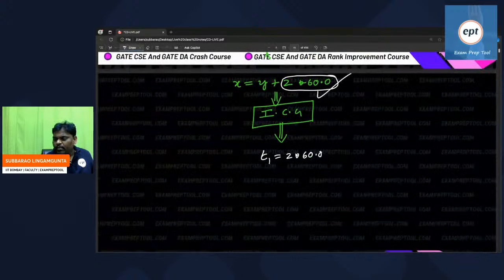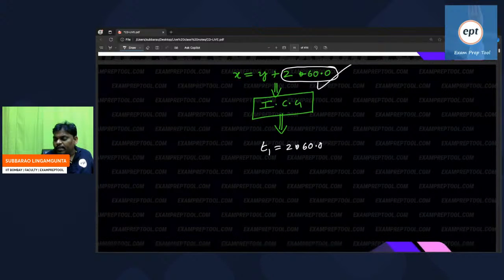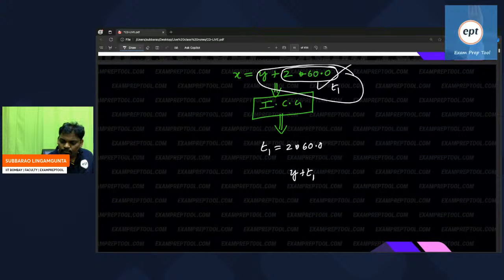Multiplication and addition: multiplication has the highest priority, so this will be done in one temporary variable. That is the reason it is called intermediate code. Intermediate means temporary code. Z into 60.0 is T1. Next, Y plus T1, where this is the T1, gives T2, done in one more temporary variable. Lastly, X is equal to T2.